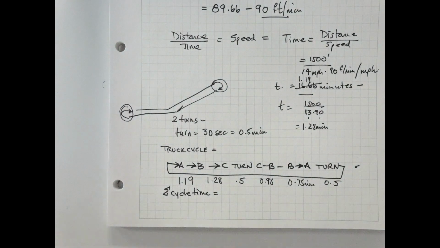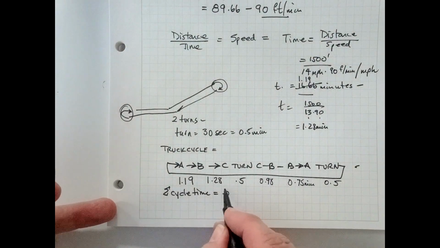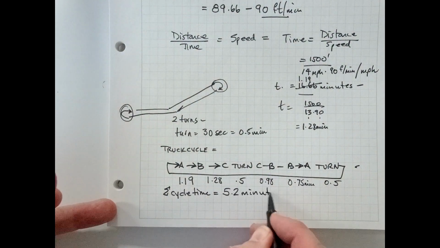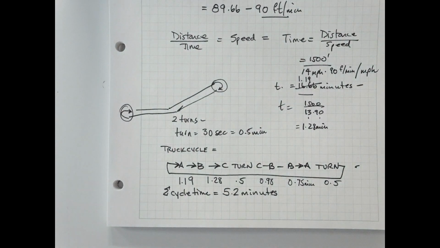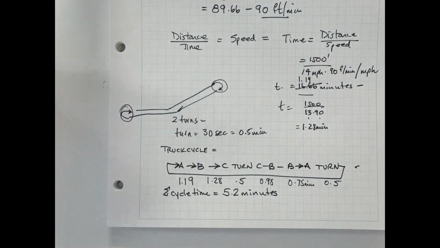And our cycle time is then equal to 1.19 plus 1.28 plus 0.5 plus 0.98 plus 0.75 plus another turn for a half is 5.2 minutes. So a truck starts, we're assuming that it's magically loaded, hauls up the road, dumps and turns, comes back down the road, is ready to be magically loaded again every 5.2 minutes.